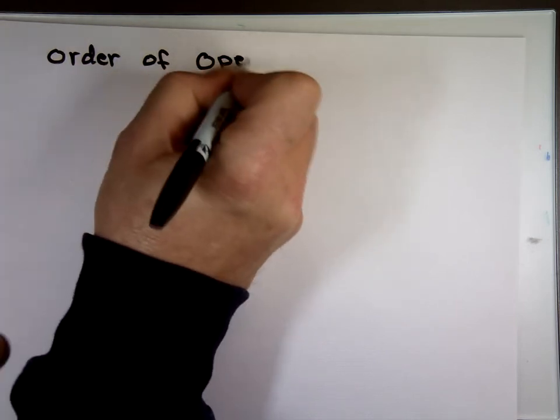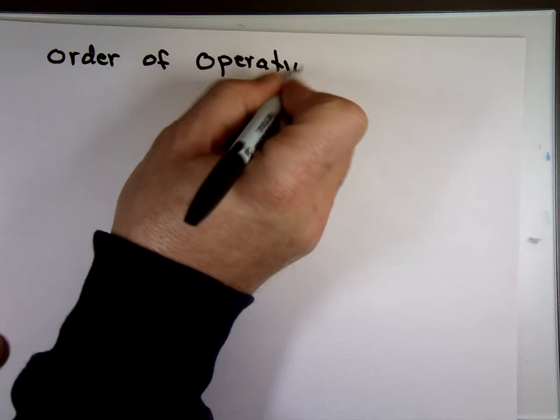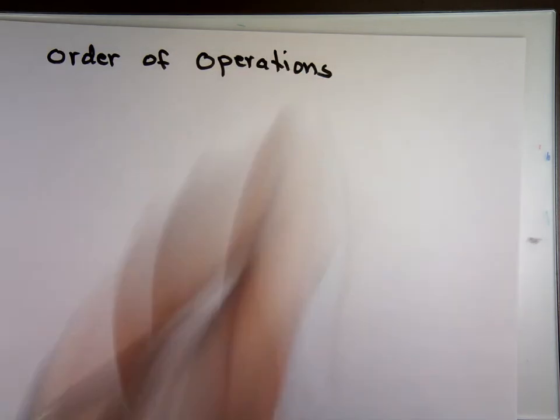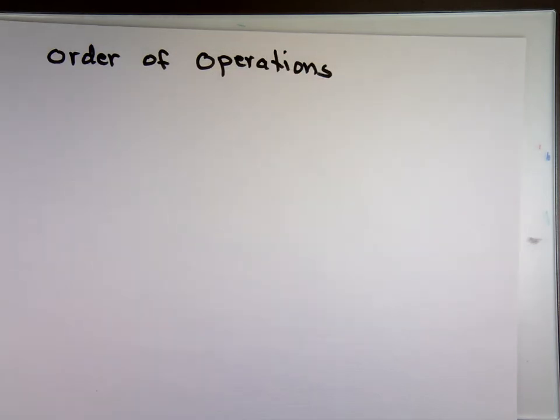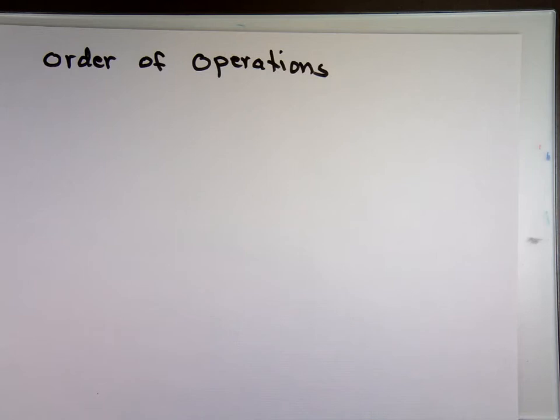That's it. Order of operations. Remember with the order of operations, when you have more than one operation in the problem, that meant you might have addition, subtraction, multiplication, division, all the stuff. Which one do you do first?